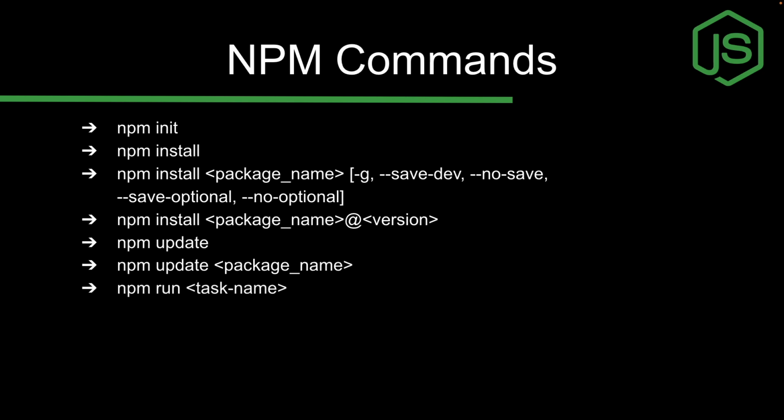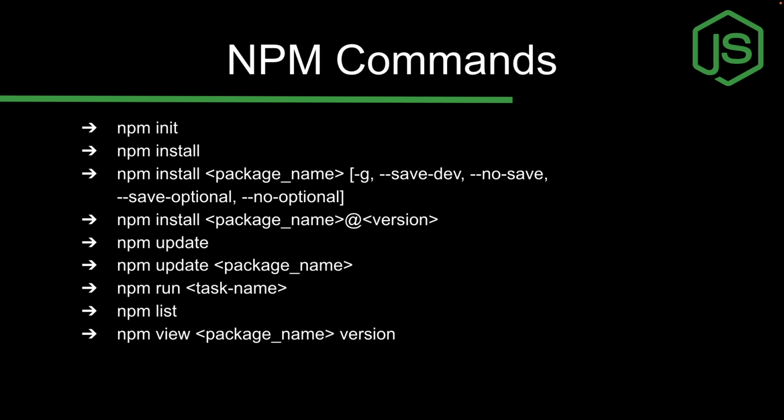Next is the npm run task name. So we usually do npm start, which actually behind the scenes runs our application, and it will help us to run all those scripts that are available in the package.json. Then we have the npm list, and this npm list is going to list down all the dependencies that we have installed for our project.